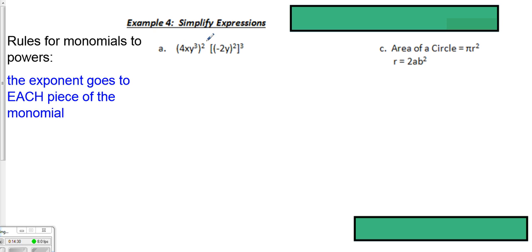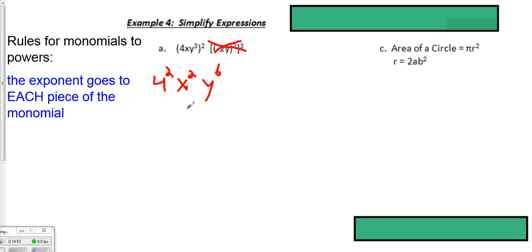So before we even look at this one, we don't need to look at that yet. We have to change this piece first. This 2, like I said, goes to each piece. So we have a 4 squared. We have an x squared. And y to the 3rd to the 2nd means y to the 6th.